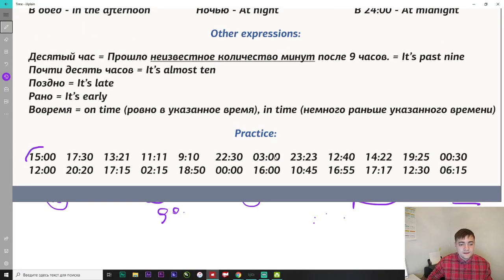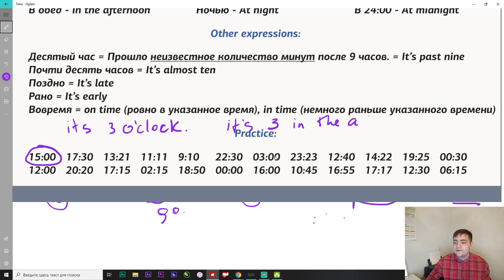So what time is it again? It's 3 o'clock, right? You can also specify the time by saying a part of the day. So here are 2 ways you can say this time. It's 3 o'clock, or it's, let's write the number itself, it's 3 in the, guess what? Afternoon. Alright, so 2 ways.